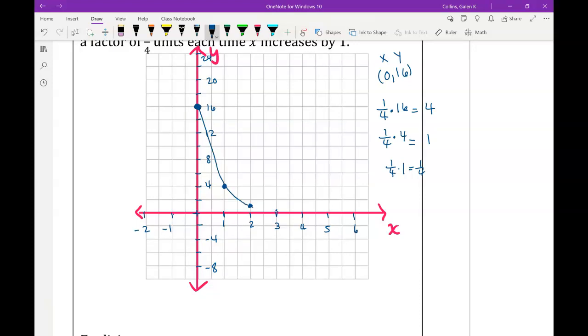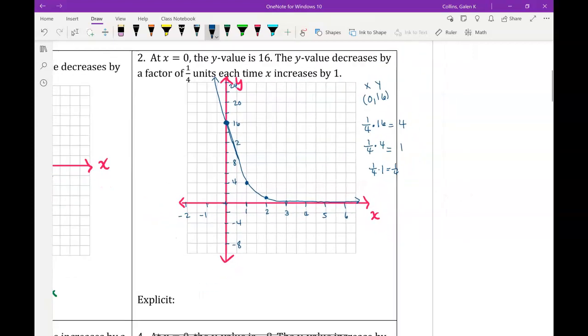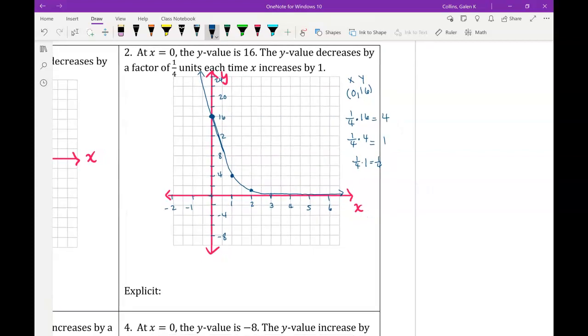It's much harder to draw than a line. And so I'm going to try not to touch the x-axis, but I'm going to get so close that it looks like I'm on the x-axis. And then to the left of the y-axis, I'm going to just do my best to sketch this. I know it's going to get steeper and steeper and steeper. All right, so this is a decreasing exponential function.